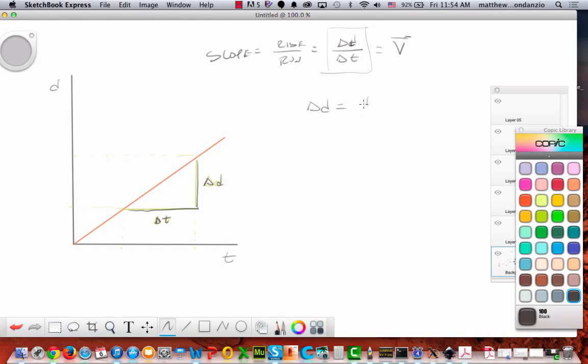Final minus initial. Our distance final minus our distance initial. And if we say over delta T, what's delta T equal to? Time final minus time initial. By the way, how do I know, let's say I call this point A and point B, which one is my final point, A or B?